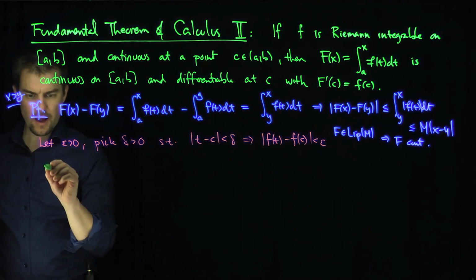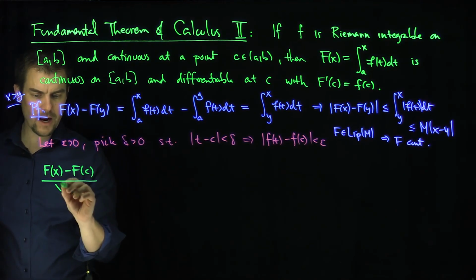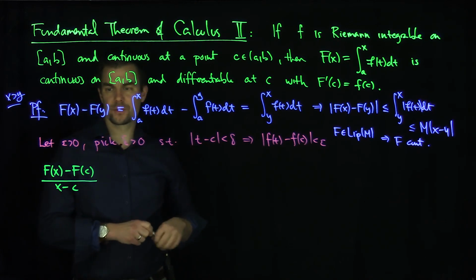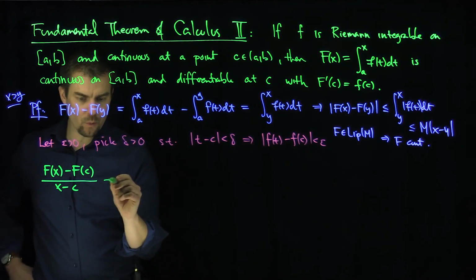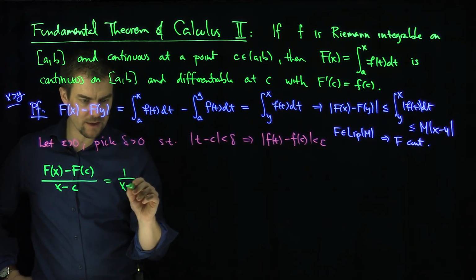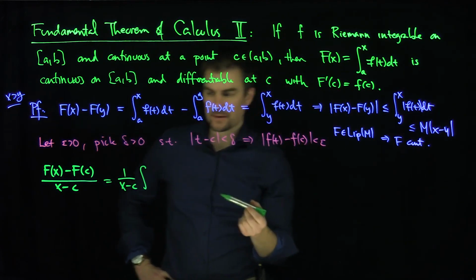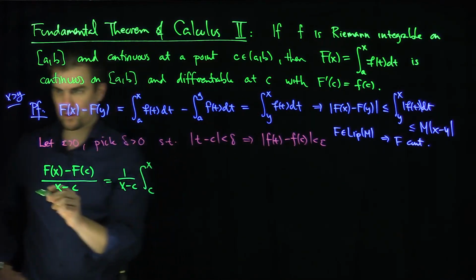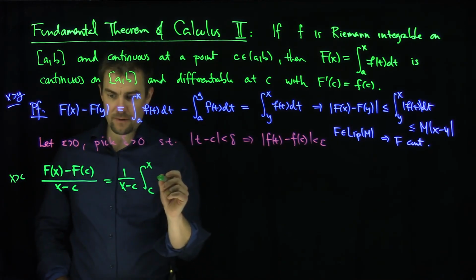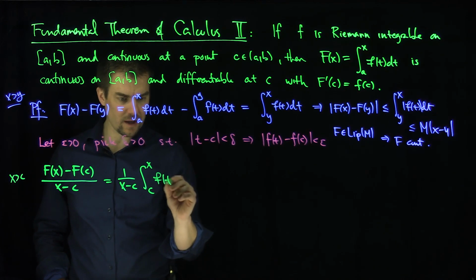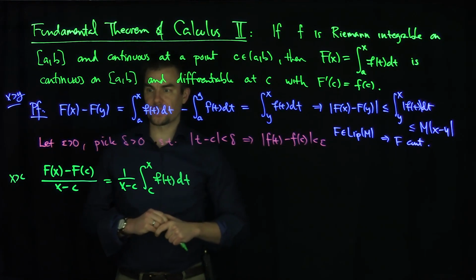So if I look at F of x minus F of c over x minus c, let's just assume that x is larger than c for simplicity. What will this look like? By the same calculation, this is 1 over x minus c times the integral from c to x of f of t dt. Without loss of generality, x is bigger than c. We can do the other direction too, that's completely fine.